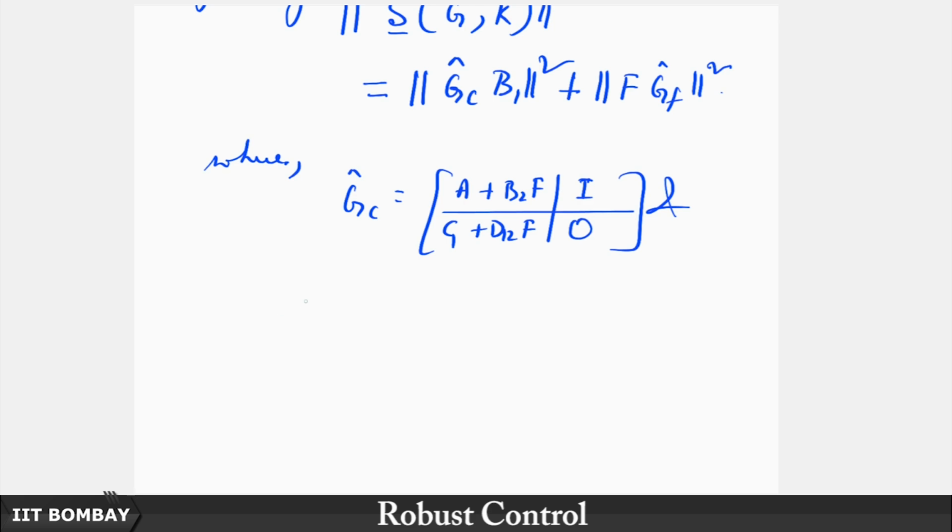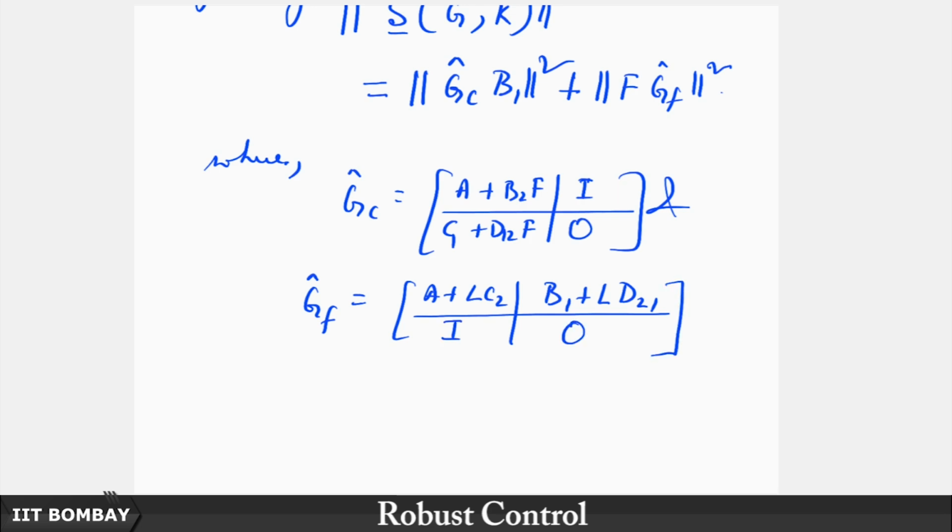and G_F hat is given by A plus LC2, the B matrix is given by B1 plus L D21, the C matrix is given by identity and the D matrix is also given by 0 again. Okay. So, that is it.